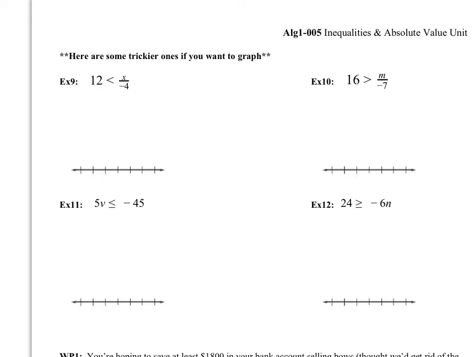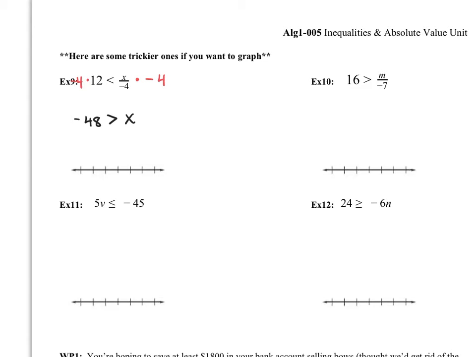So we're going to do some graphing on these ones, just to see what happens when the variable is on the opposite side. So we'll do example 9 together, and then you'll try the remaining examples on your own. So on example 9, my goal is to get x by itself. It's being divided by -4, so to undo that, I would multiply both sides by -4. I now have x by itself, and I know that -4 times 12 is -48. But since I multiplied by a negative, my inequality sign needs to reverse.